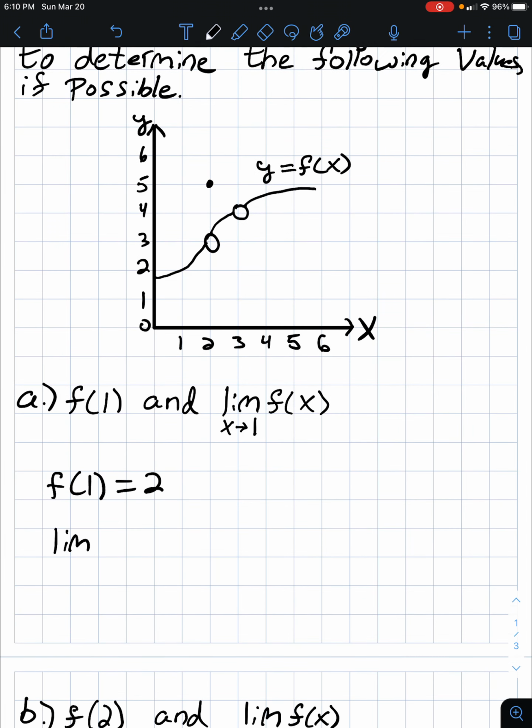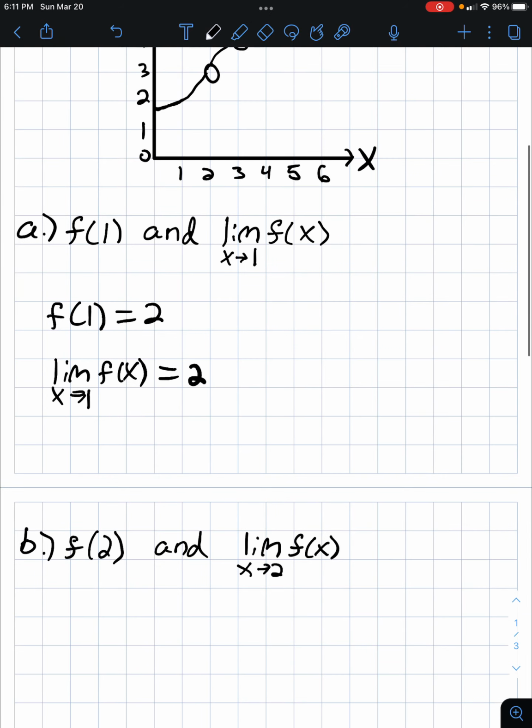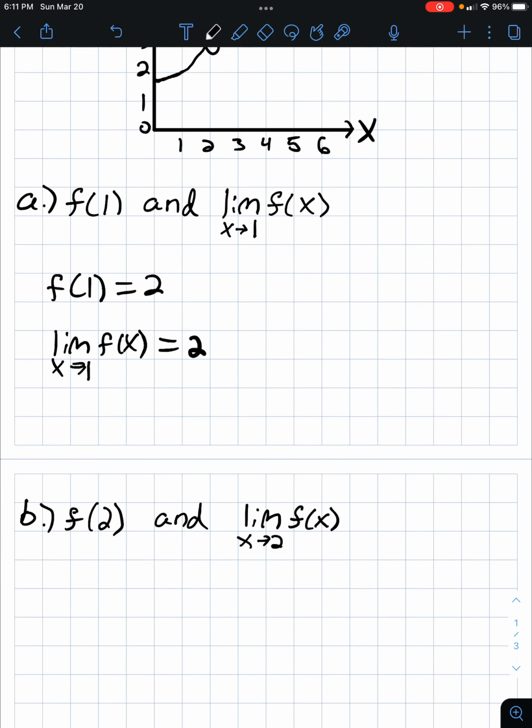Now let's find the limit as x approaches 1, the limit of f of x as x approaches 1. This is going to be equal to what? Well, now we're going to be approaching 1 from both sides. As we approach 1, what's the y value? 2. Now we approach 1 from the right-hand side. What do we get? Also 2. Therefore, the limit of f of x as x approaches 1 is 2. And that is the solution for part A.